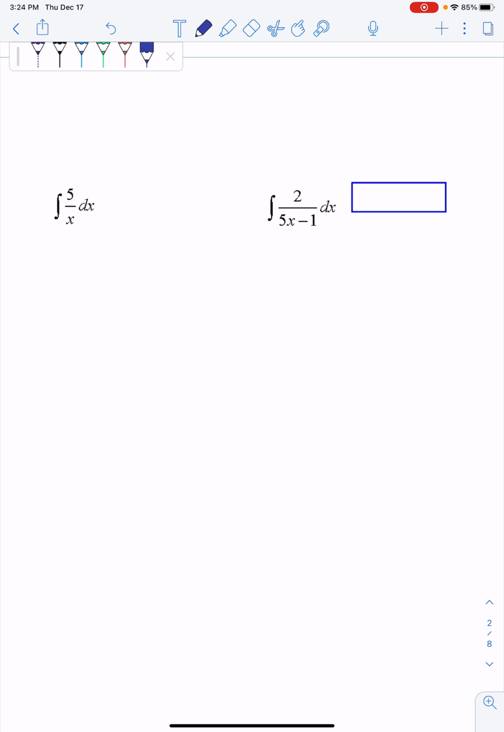If I take the integral of 5 over x, that looks a lot like that natural log of x. The only problem is, if I were to take the derivative of x, I would end up with 1. And I don't end up with 1, I end up with 5. So there's a couple of ways that we can do this one. First of all, that's just a constant, so that 5 can move out in front.